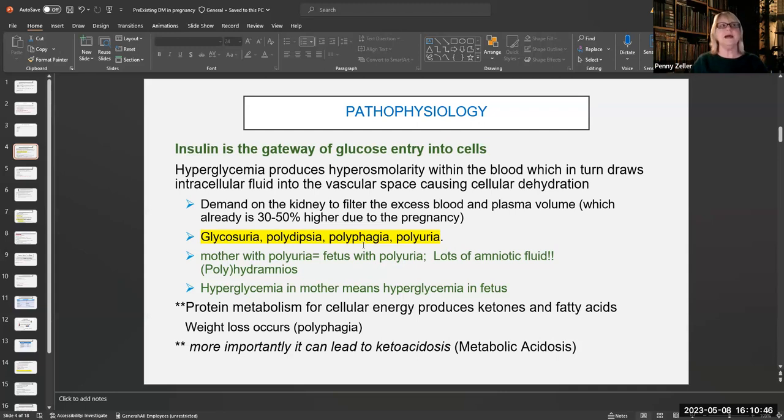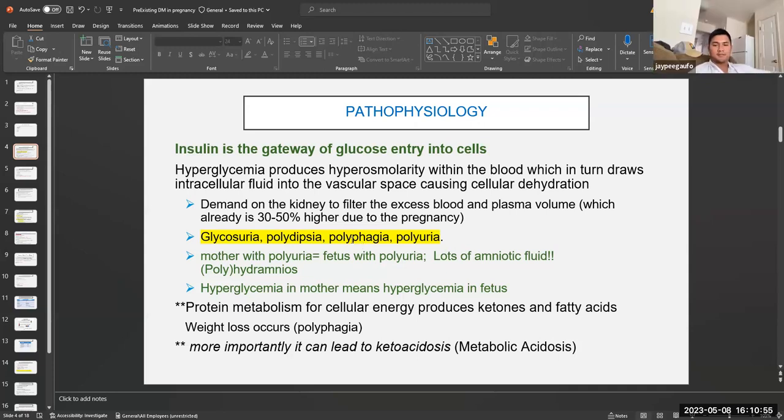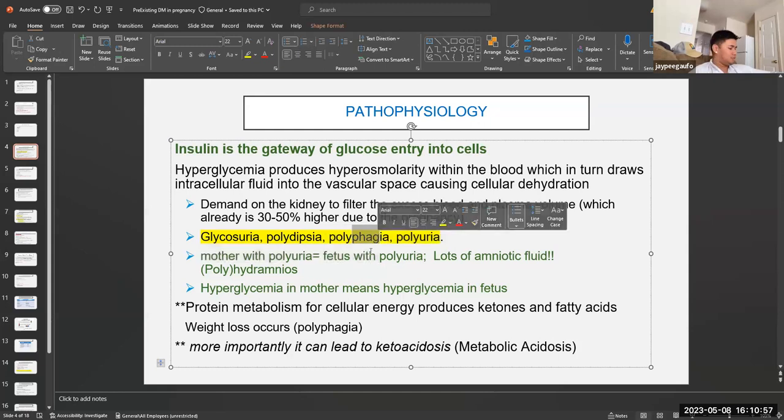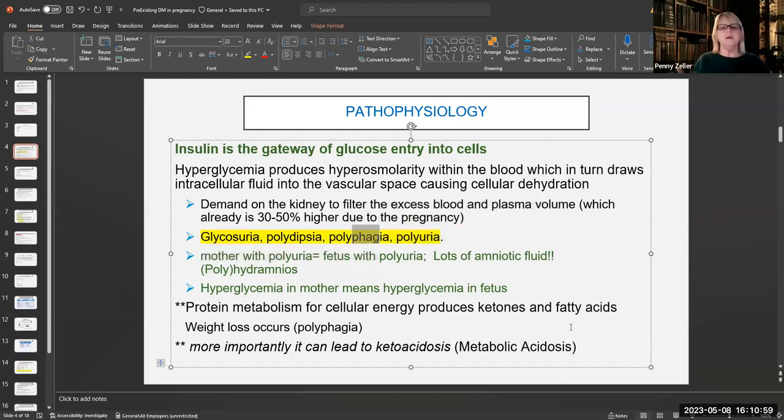Polyphagia, what's that? Excessive eating. Yes. So phagia, like macrophages, they eat. So you're wanting to eat more. You're basically starving because your glucose can't get into the cell. So you're wanting to eat. You're trying to eat. And then polyuria.